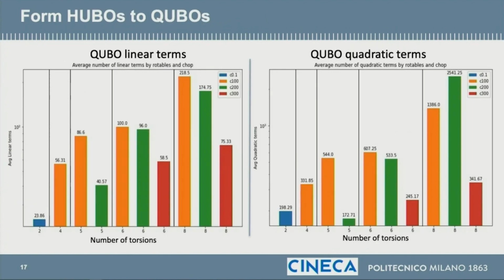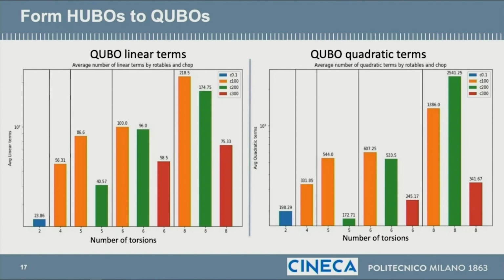Here you see the linear and quadratic terms after the quadratization. As you can see, columns in the histograms with the same color are associated with the same threshold value for the approximation, and columns belonging to the same section are associated with the same number of torsions.